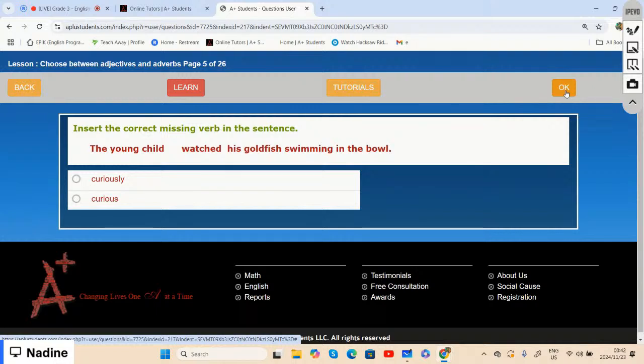Well done. The next one says the young child. Do we say the young child, option one, curiously watched his goldfish swimming in the bowl? Or the young child, option two, curious, watched his goldfish swimming in the bowl?